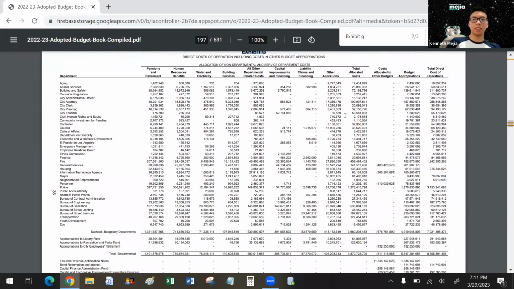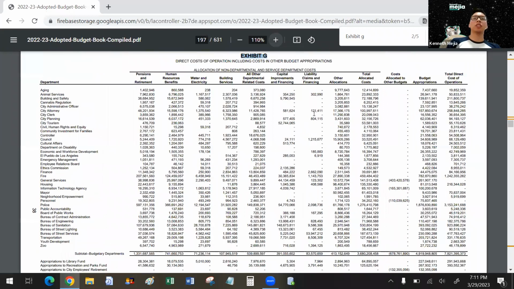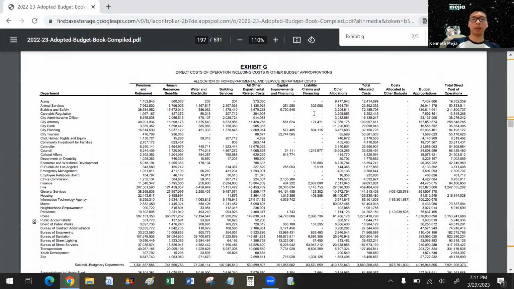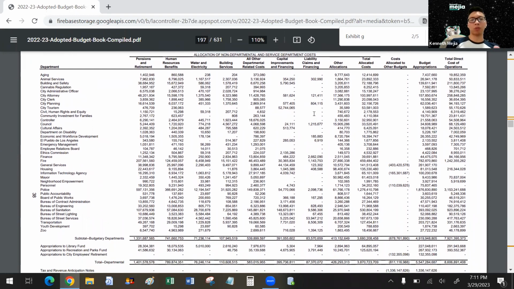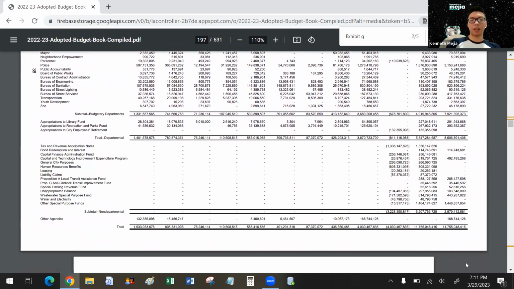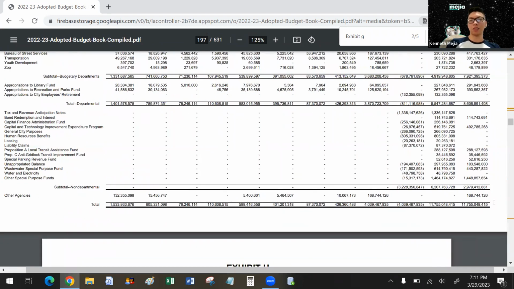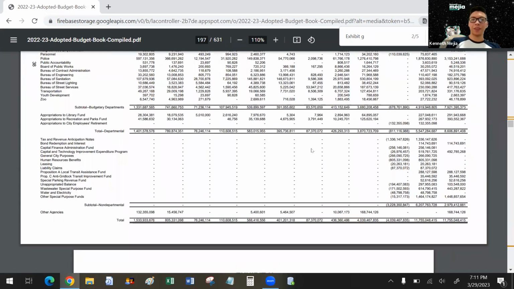Okay, so as you could see here, we found Exhibit G. Exhibit G gives you a full breakdown and accounting of the current fiscal year budget. So if you wanted to know, Kenneth, what is the total city budget right now? You can go all the way to the very bottom where the total rows are, and you can see that our total city budget is 11,755,000,000, or $11.8 billion for this current fiscal year.